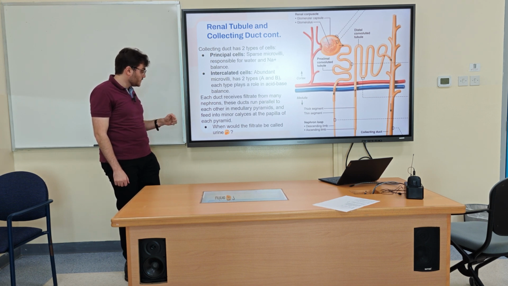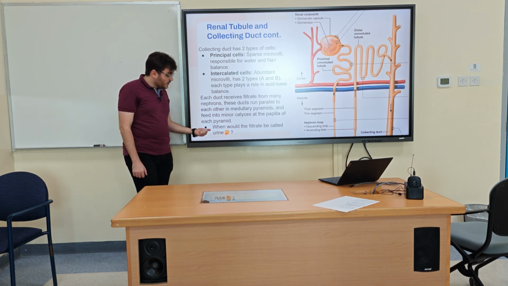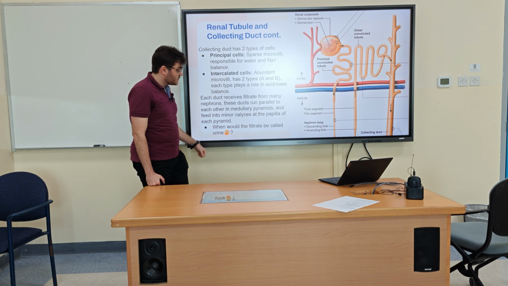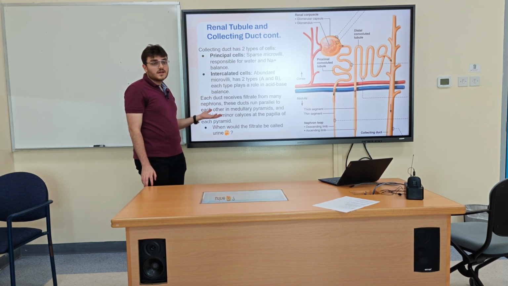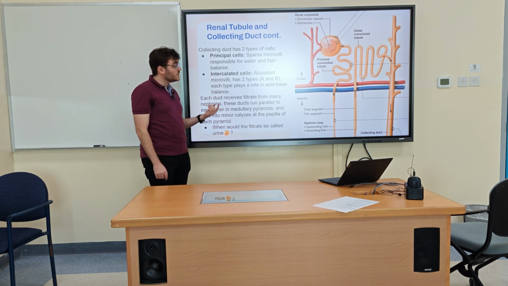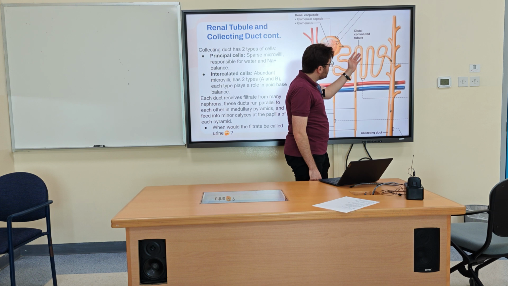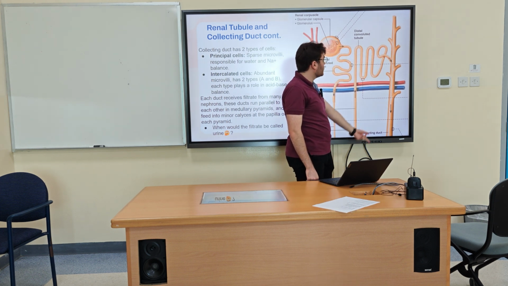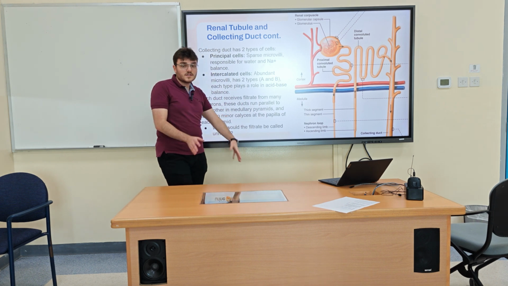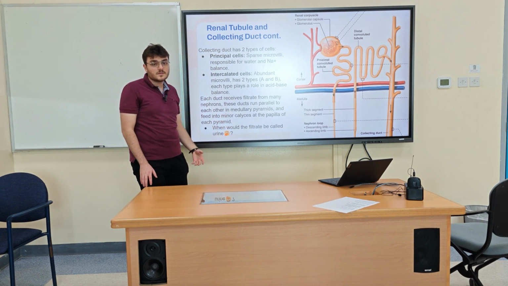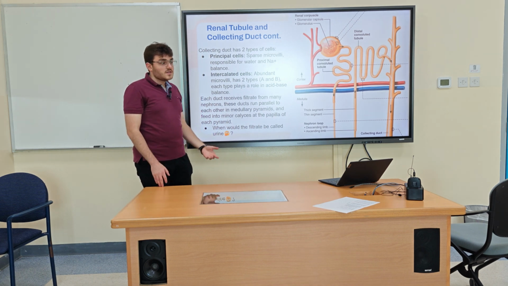Okay, and here's something to think about. When would the filtrate be called urine? So the existence of these types of cells denotes that the filtrate is still modified here in the PCT, in the DCT, even in the collecting duct. So when does this filtrate stop being edited? When is it in the final form and now can be called urine?